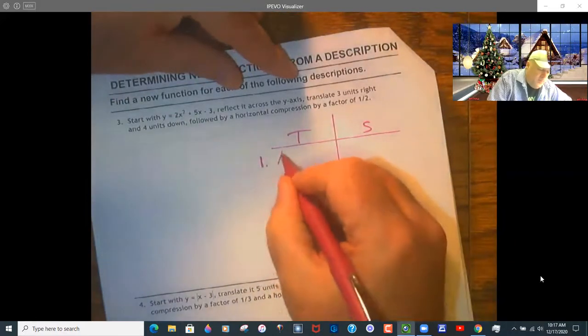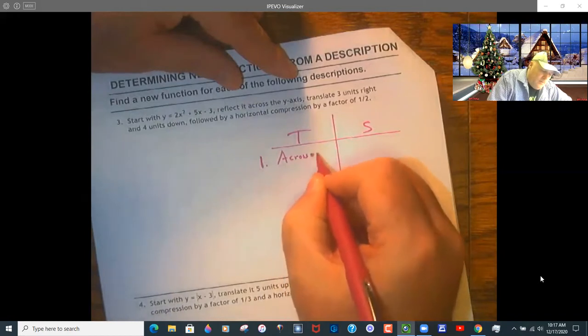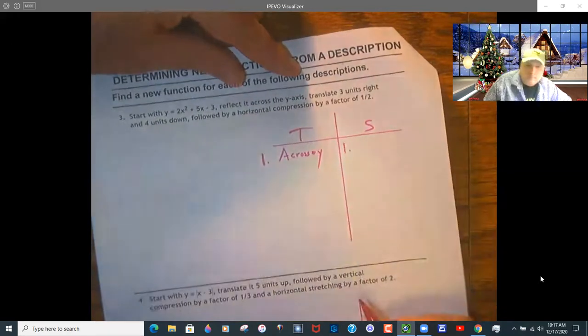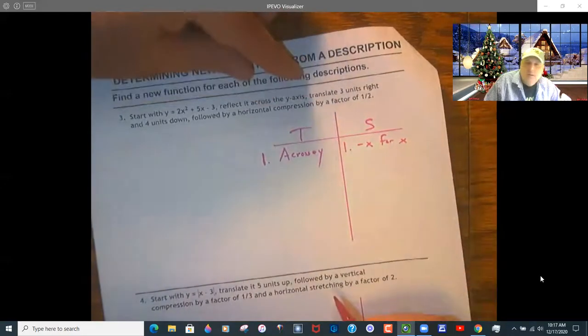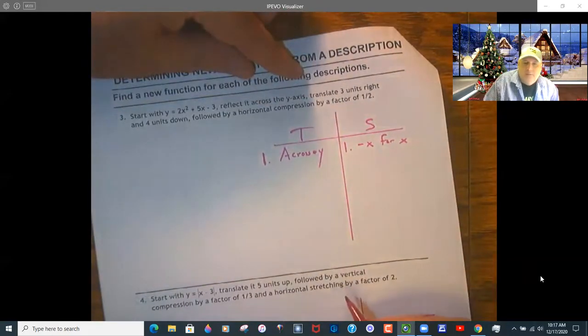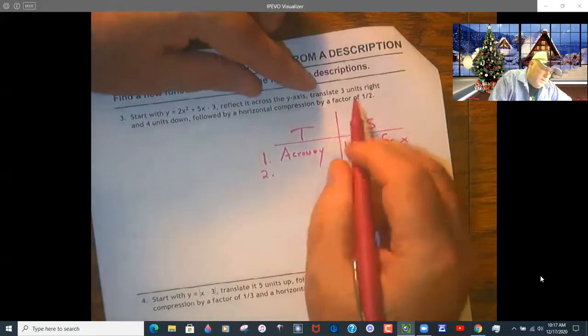So reflect across y. What do we do? We replace the opposite variable with the opposite. The opposite variable is x, so negative x for x. Step 2, translate 3 units right.